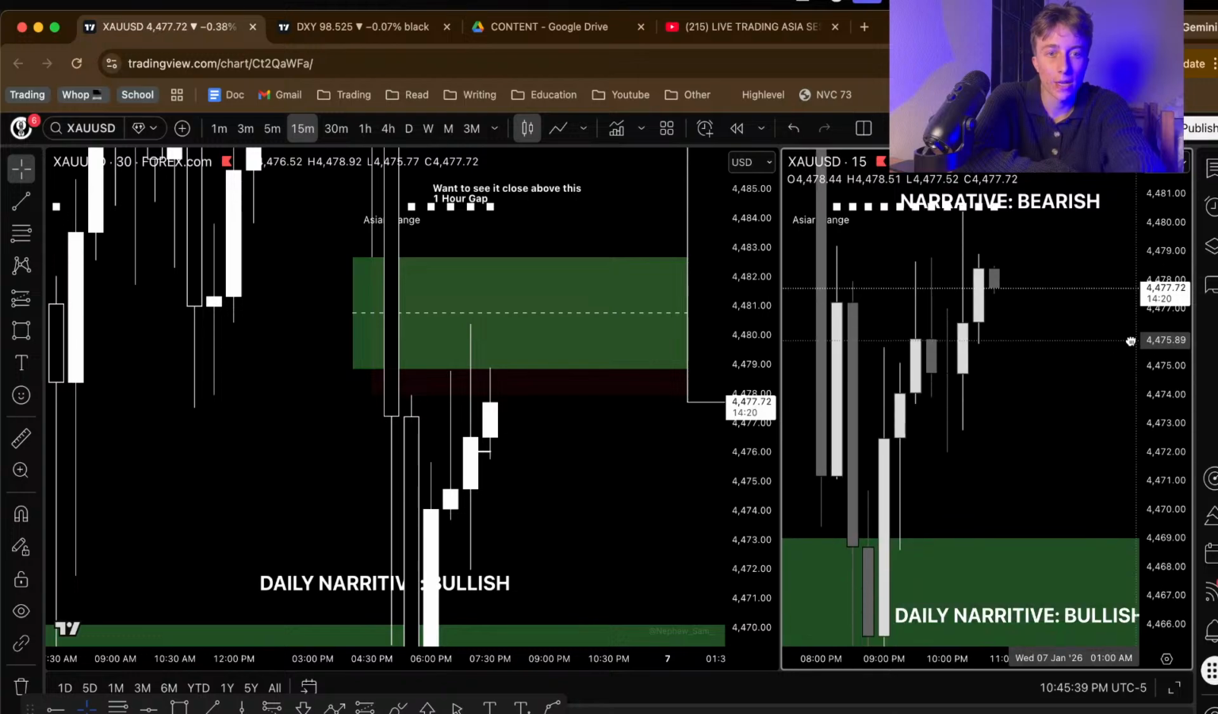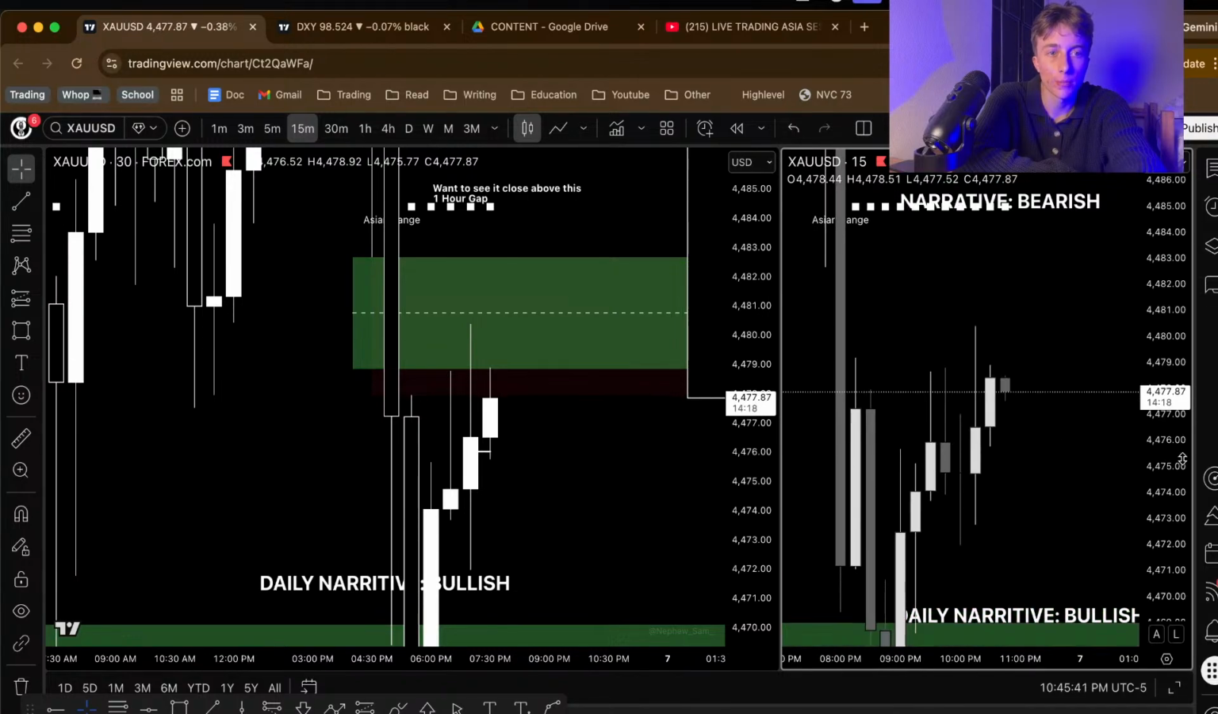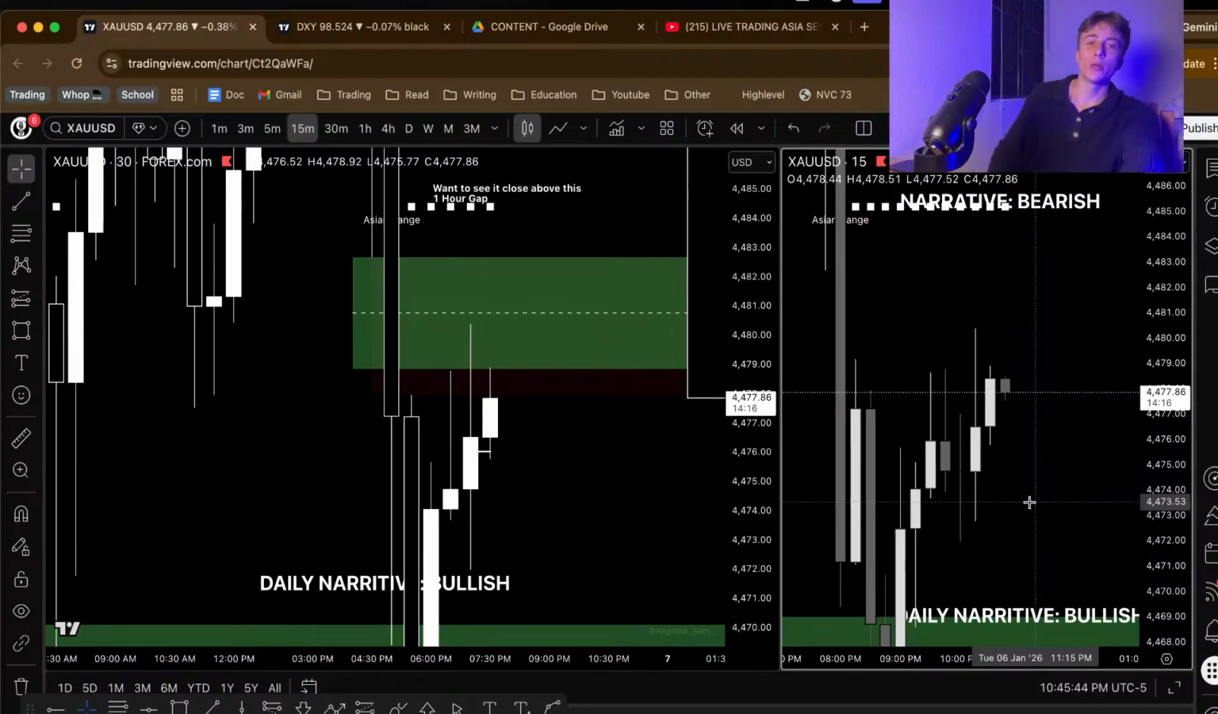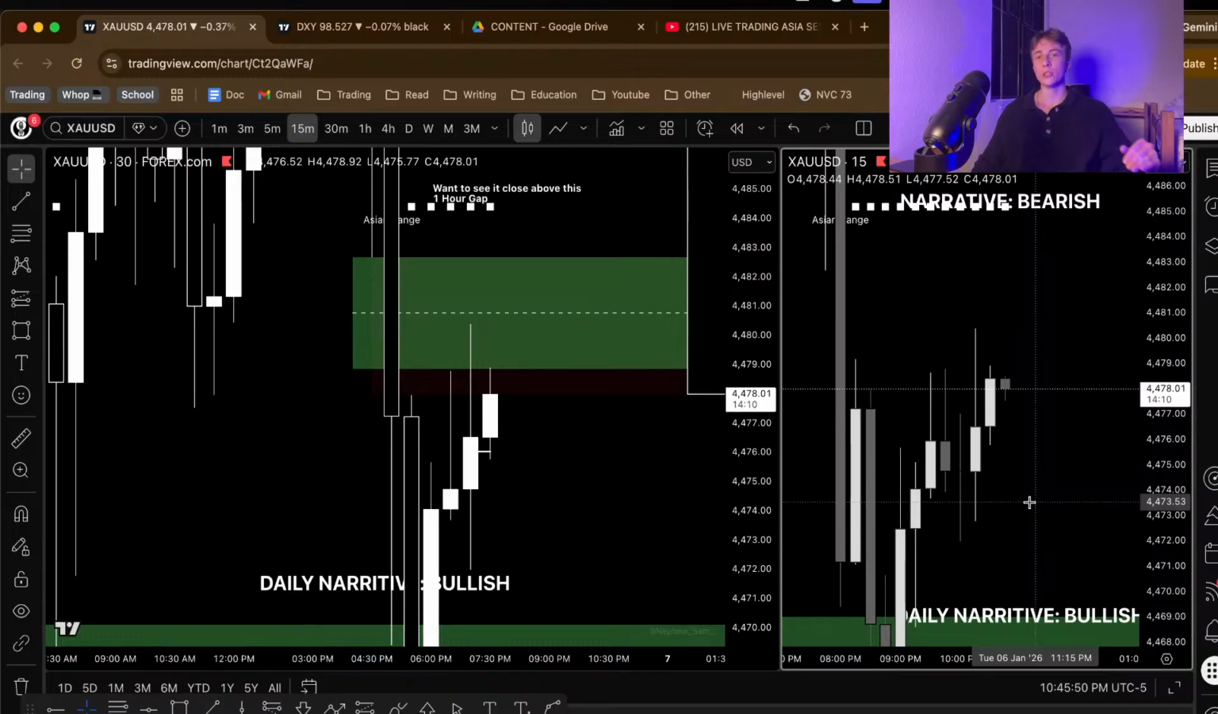There's no fair value gaps or anything on the 15-minute time frame. By the way, guys, if you can see a bunch of fair value gaps in the chart when you're trading, that's how you know the price action is good. When there's absolutely no fair value gaps, that means the price action is really bad. When there's wicks in both directions.